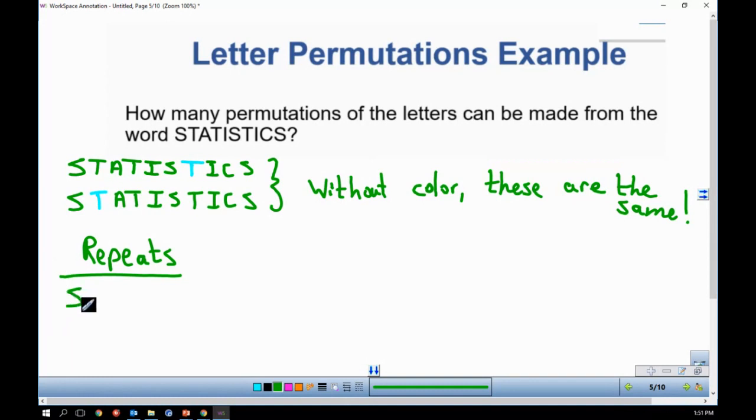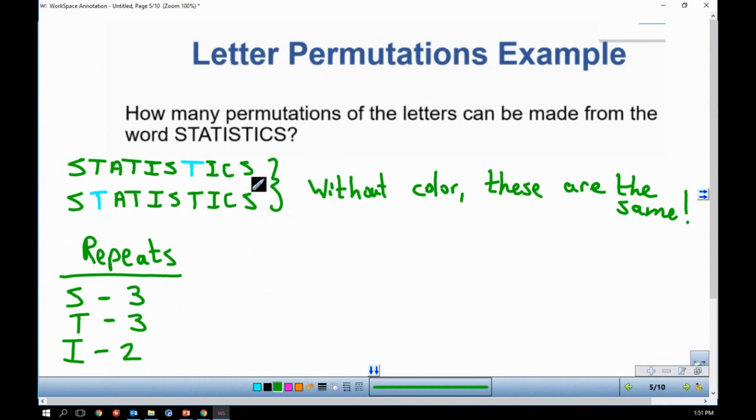So how many times does S repeat? 3. How many times does the T repeat? 3. Does the A repeat any? No. We already talked about T. What about I? Twice. We already talked about S, T, I. C, does it have any repeats? No, and then S. Okay.